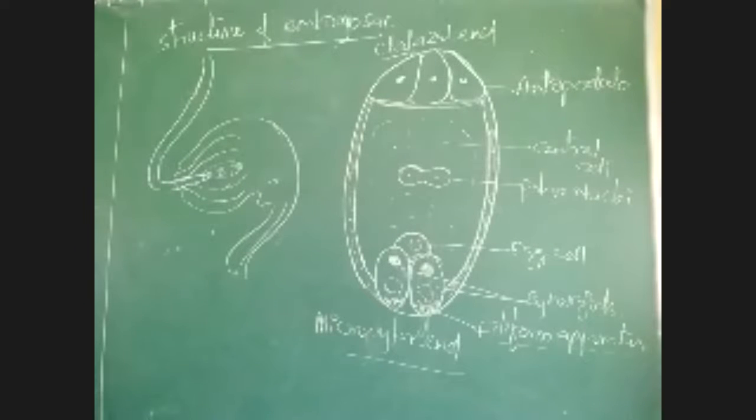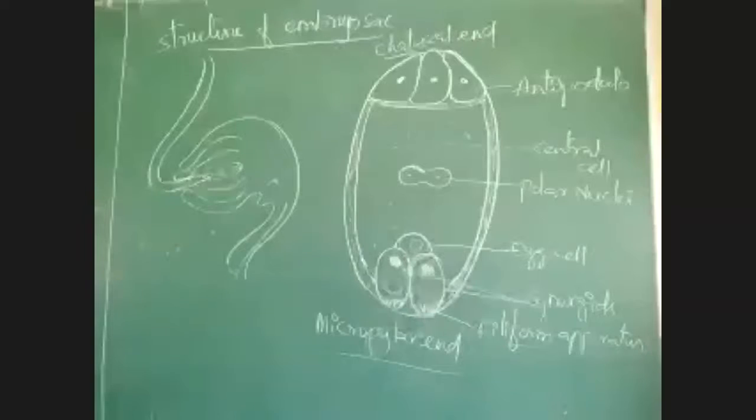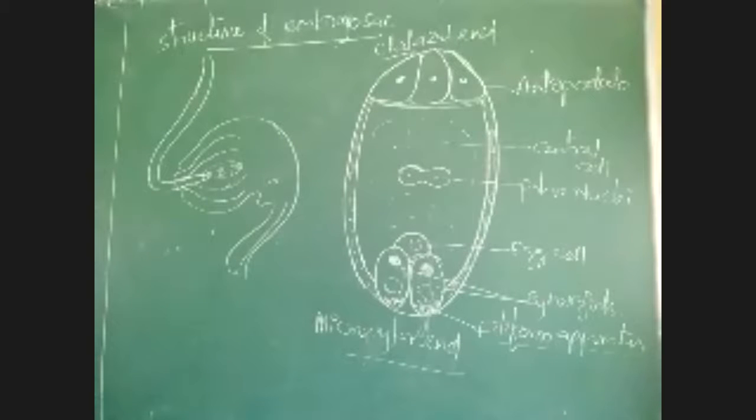The egg cell contains a basal nucleus and an upper vacuole, whereas synergids contain a basal vacuole and an upper nucleus.